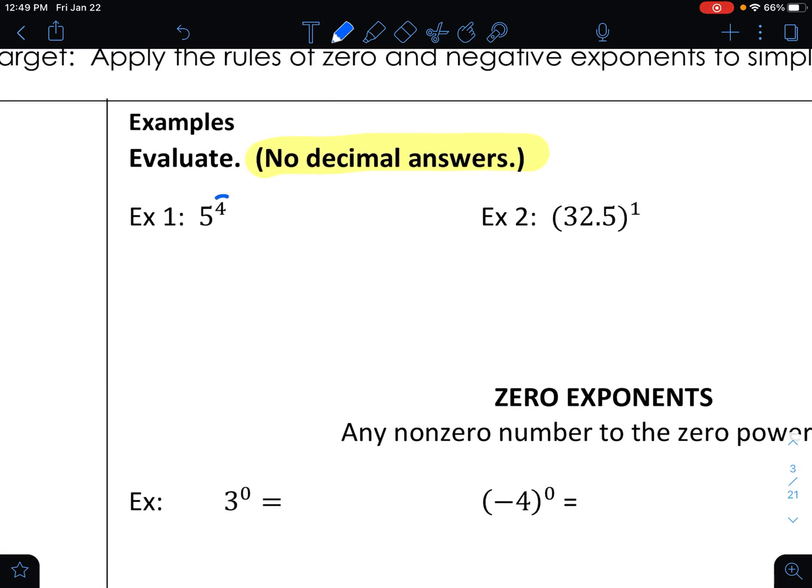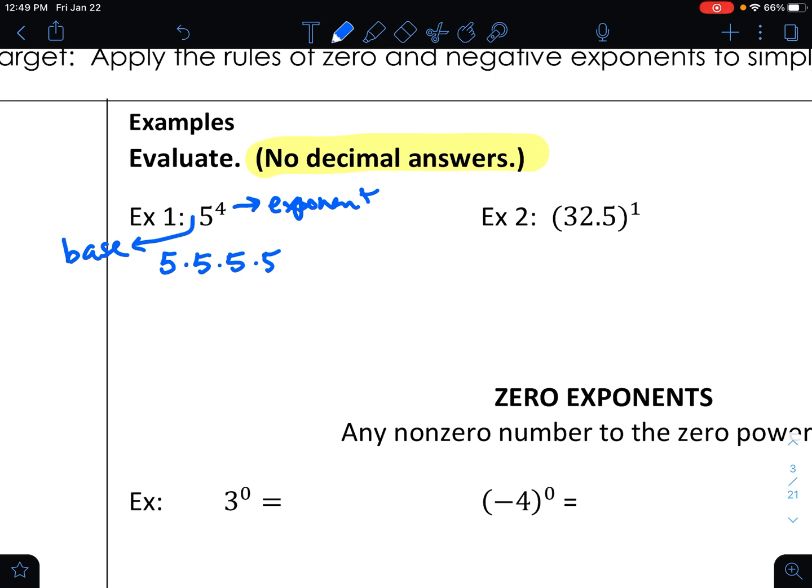I just want to remind you that when you have an exponent here, it's not telling you to multiply 5 times 4. It's telling us that there are 4 5s. Let me give you a little bit of vocabulary here for just a minute. The 4 is the exponent, and the 5 is considered the base. So the way this is set up is I'm taking the base and multiplying by itself the number of exponents. So if I were to expand this out, this is really 5 times 5 times 5 times 5.